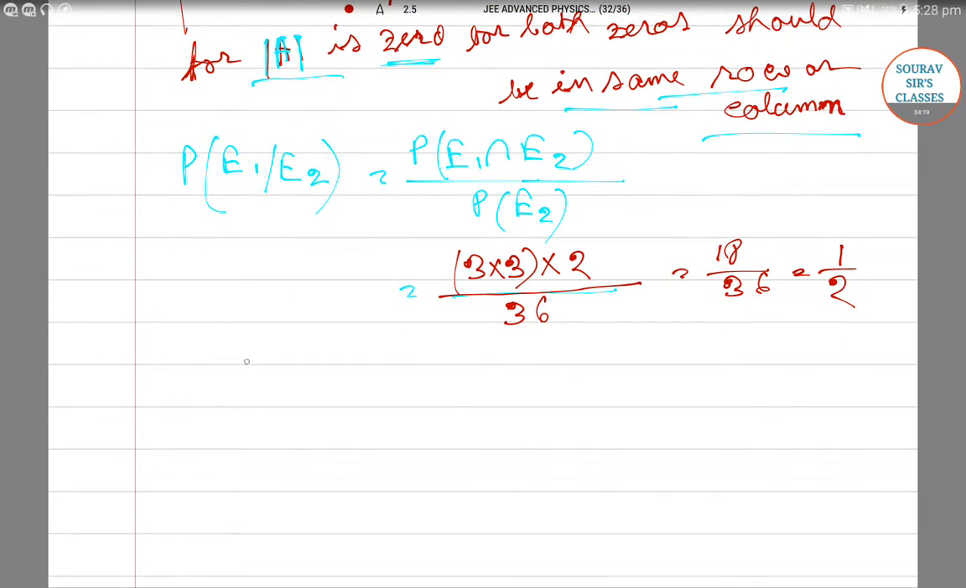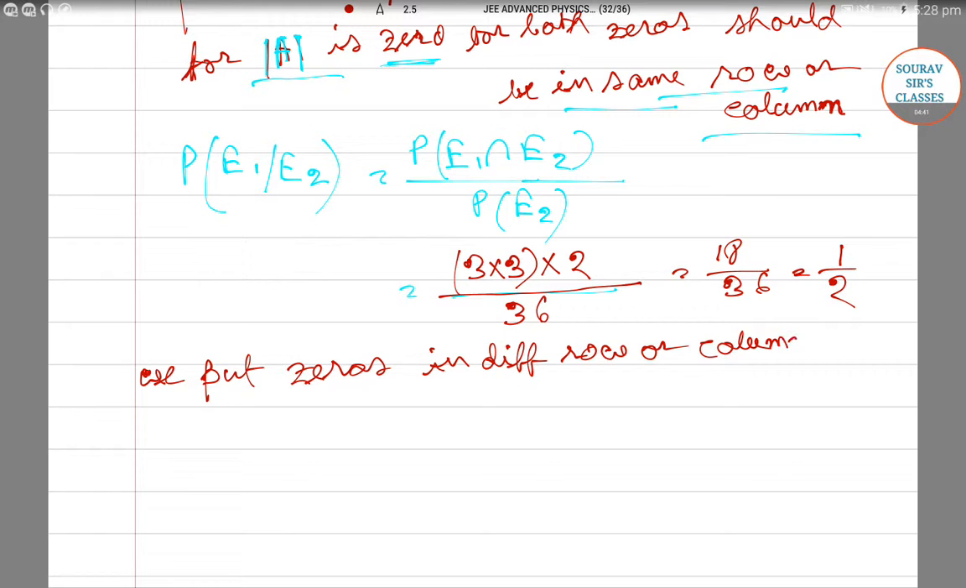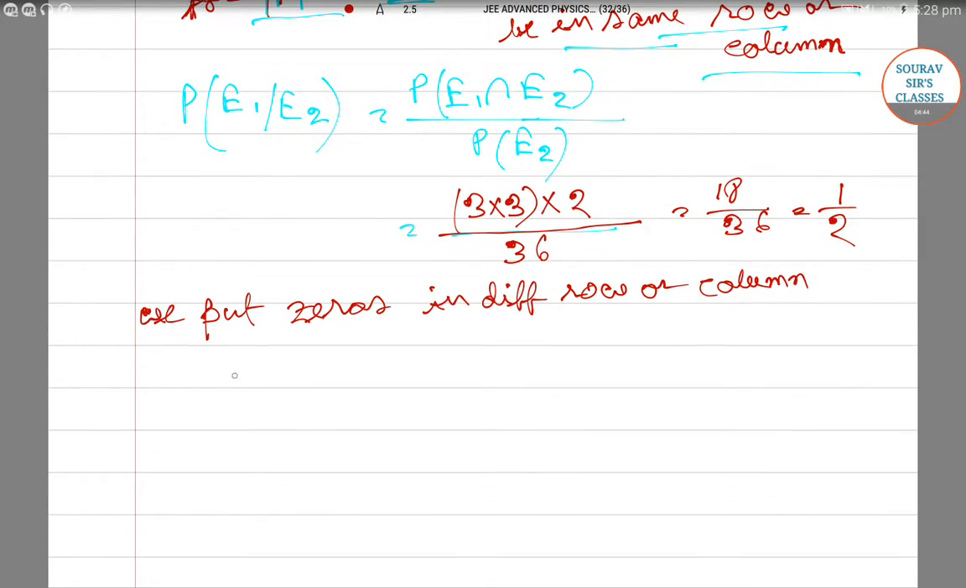So the determinant of the matrix will not be 0 if we put the zeros in a different row or column. If we put them this way, we write it as: in the first row 1 1 1, in the second row 1 1 0, and in the third row 1 0 1.